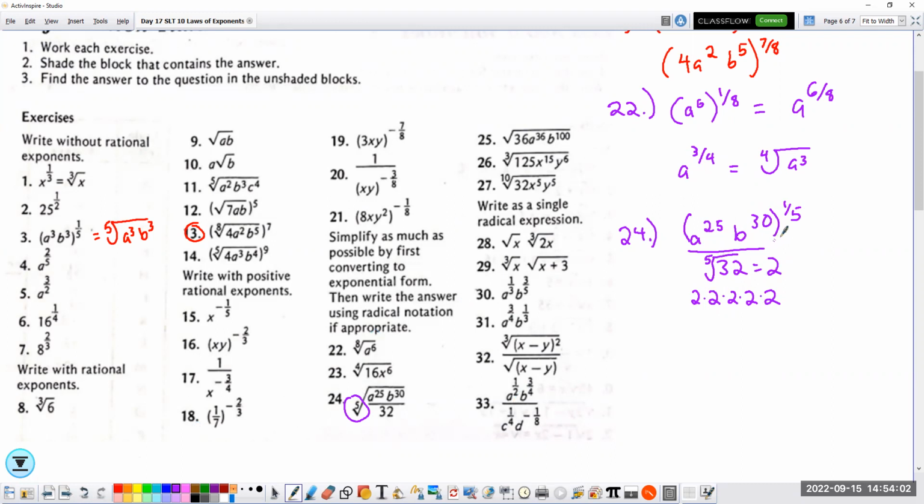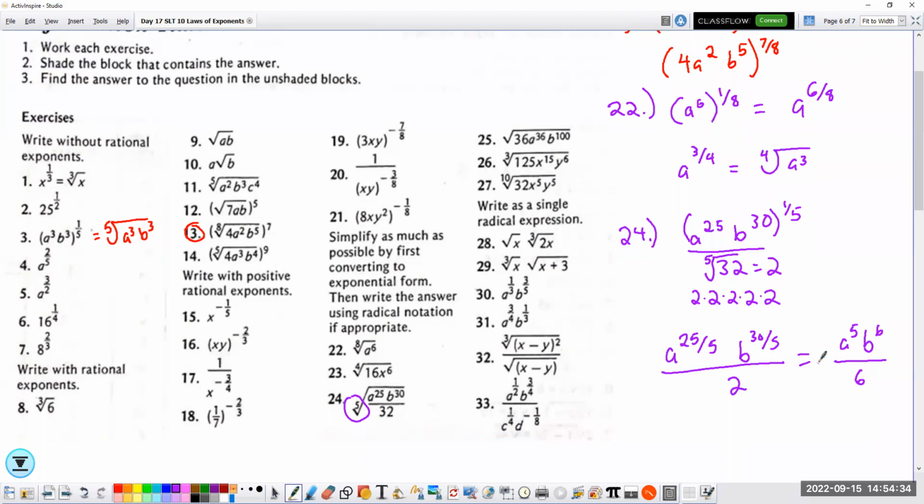So now I'm going to go back to my numerator. Power to a power we multiply. So I'm going to have a to the 25 over 5, that's 25 over 1, b to the 30 over 5, and we've already evaluated the denominator is just 2. This problem is great. 25 divided by 5, we're left with a to the 5th, and then 30 divided by 5, b to the 6th, all over 2.